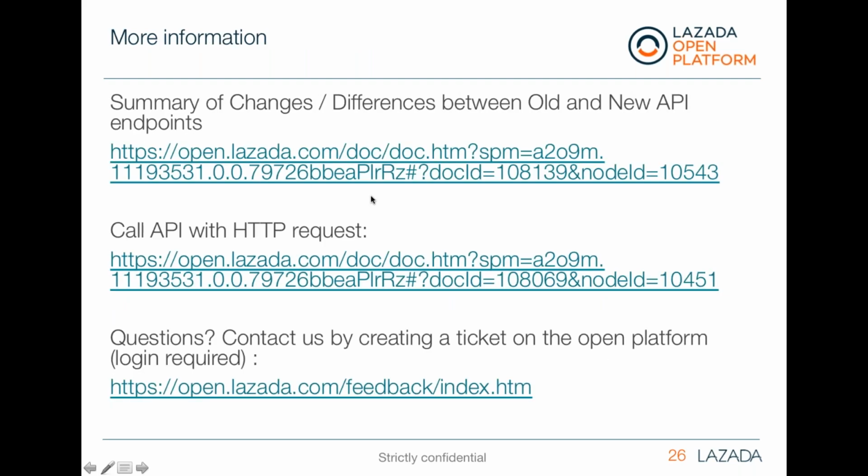And here are some links to the documentation. One is the summary of changes, and also how to call the APIs using HTTP requests. And if you have any other questions, on the Lazada Open Platform homepage, there is a contact us section. If you have any questions, you can submit a ticket, and we will reply to your questions as soon as possible.